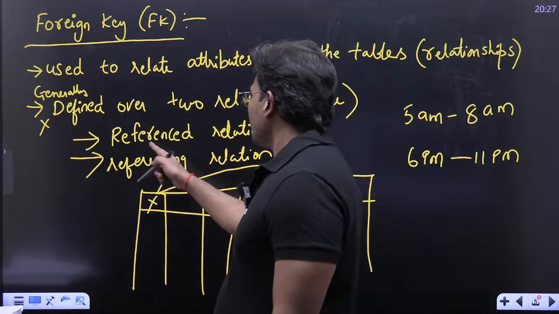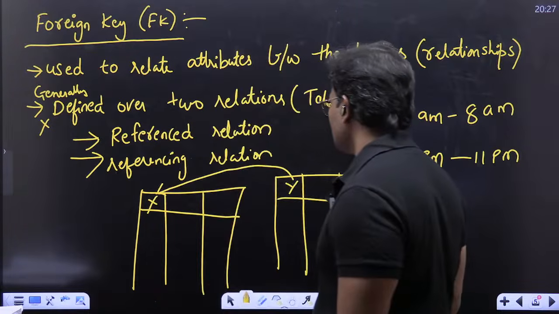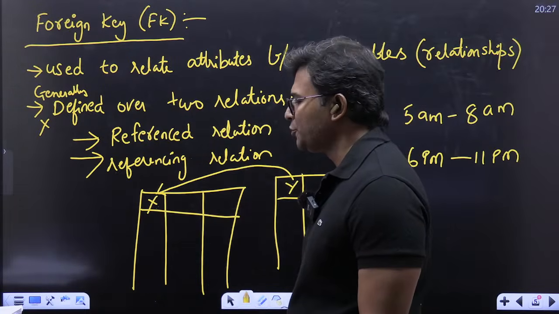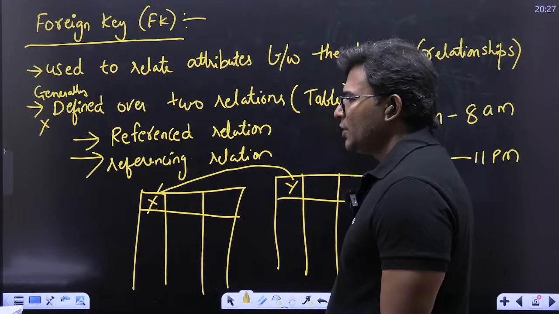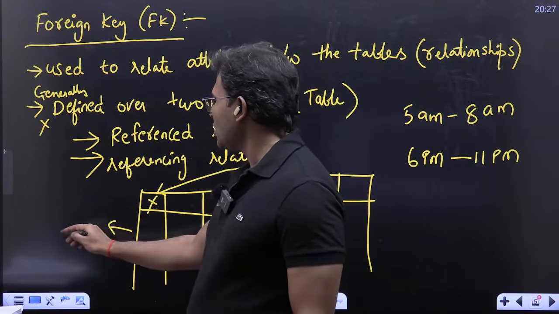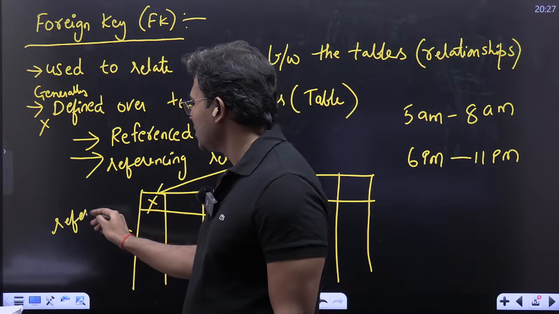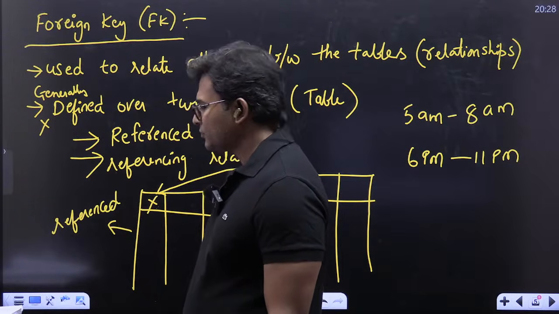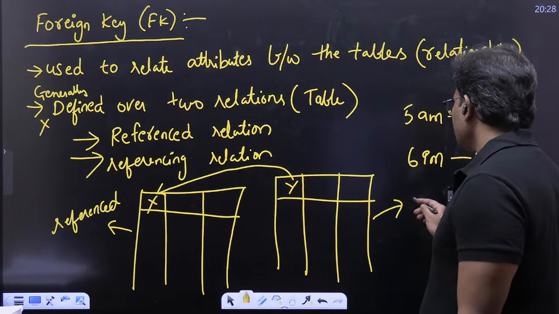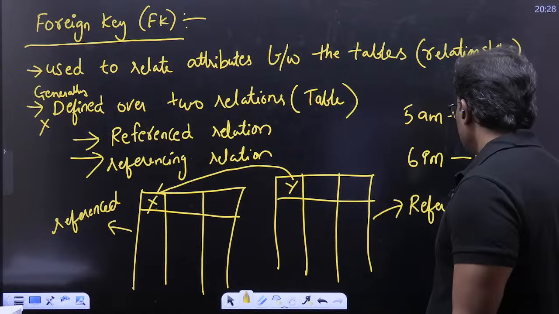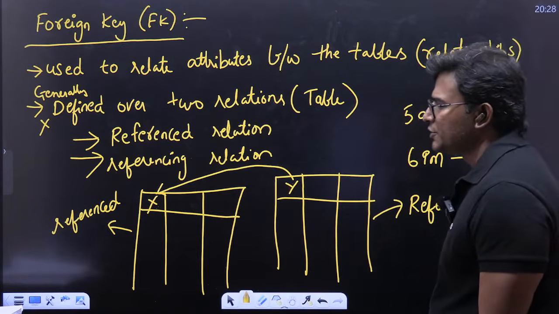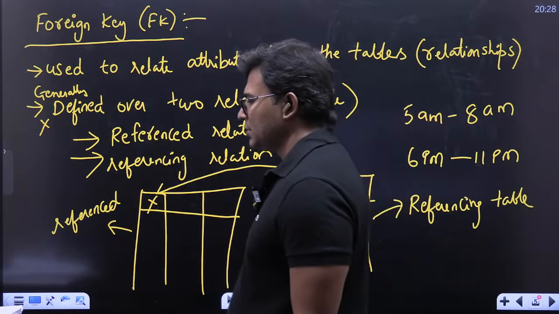So, referenced relation and referencing relation. If this attribute is referencing this attribute, then this table is called the referenced table, and this table is called the referencing table.